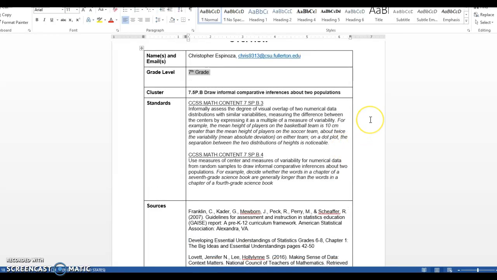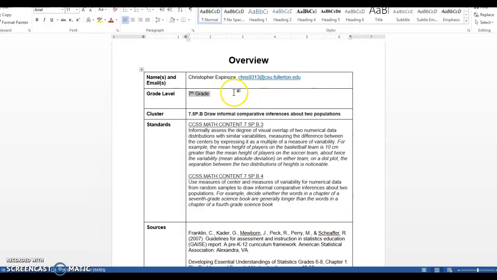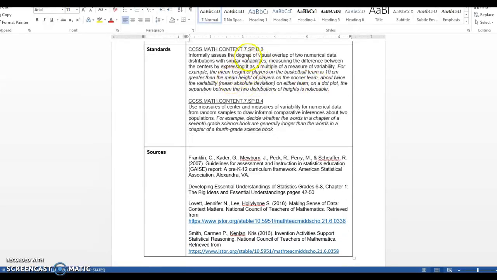Hi guys, my name is Chris, and I'll be telling you about my project 1 and the three tasks I'll be covering. I'm focusing on the grade level 7th grade. The cluster is draw informal comparative inferences about two populations. Math content, there are two of them.